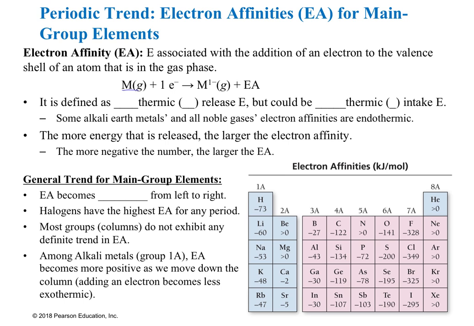So here we have an element, M again, in the gas phase. We add an electron to it, becomes an anion, and there's energy involved. Oftentimes that energy is exothermic, so negative, but it can be endothermic, specifically when elements do not want to become anions. Then you're going to have to put some energy in to make that happen.